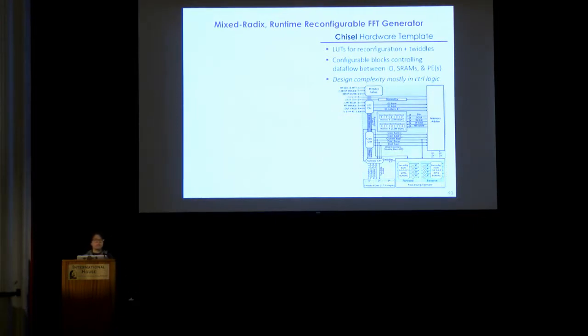So all of these concepts were used to develop this FFT generator. The FFT generator is built in Chisel. It includes what I call a hardware template, which just has lookup tables for reconfiguration and twiddle factors. They have configurable blocks controlling data flow between the I/O, the SRAMs, and the processing element. And actually, as would be expected for a memory-based design, the design complexity is mostly in the control logic.